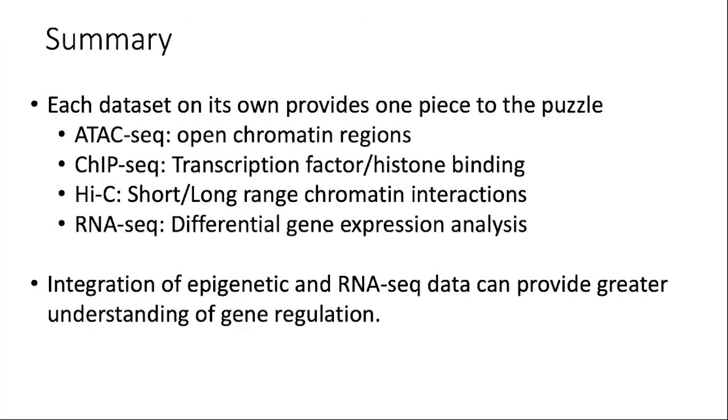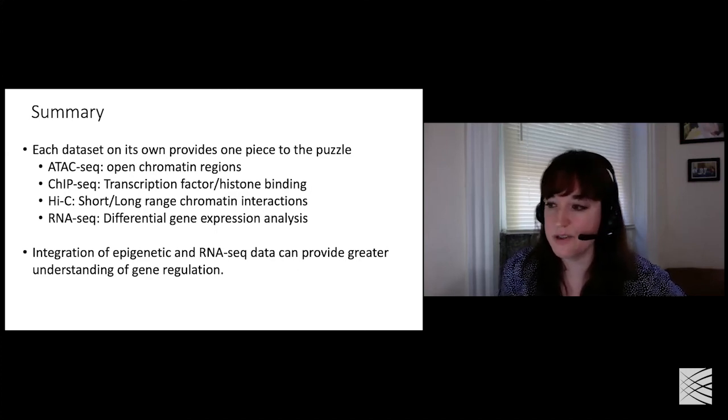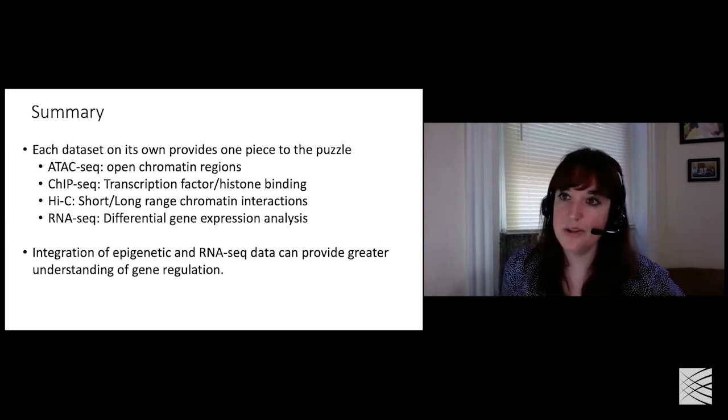So I guess to wrap up real quick, each data set on its own can provide one piece to the puzzle. So we can look at open chromatin by ATAC-seq, transcription factor and histone binding by ChIP-seq, long and short range chromatin interactions by Hi-C, and then differential gene expression by RNA-seq. And it's really the integration of all of this data together. And now that next generation sequencing is relatively accessible for everyone, integration of these data sets together can provide a greater understanding of gene regulation. And so that was all I had.